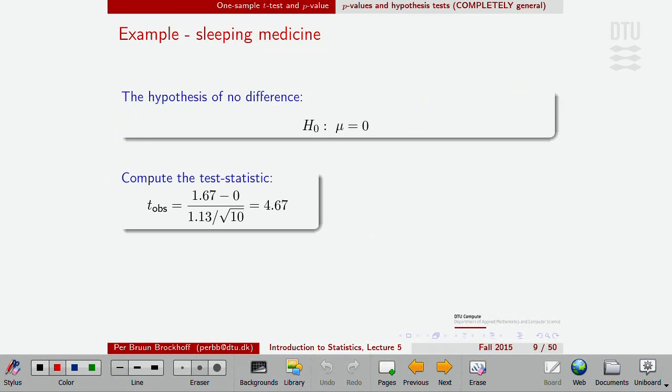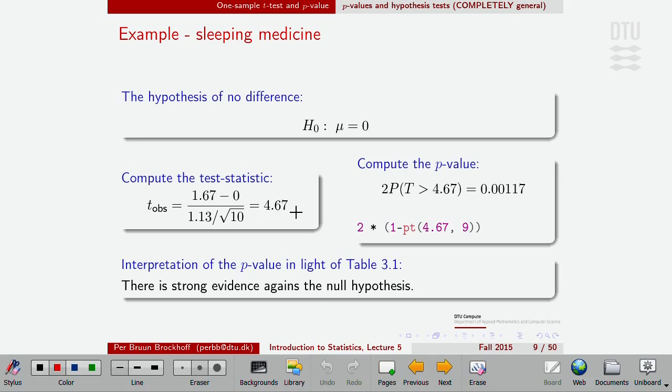Let's do it. I compute the test statistic for my sleeping medicine example. We test the null hypothesis of the mean being 0. I plug it in, and I get a standardized t-observed statistic of 4.67. Already here we will start learning, this is a large difference, right? A t is something which lives basically on plus minus 2, a little bit depending on the degrees of freedom, on the n. So 4 seems to be a pretty large difference between the null and the data.